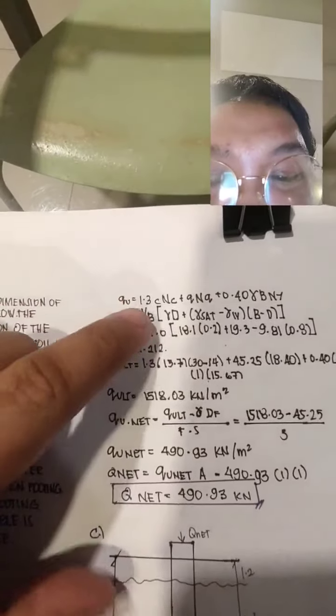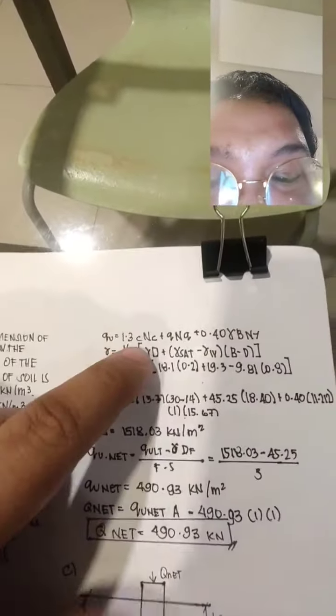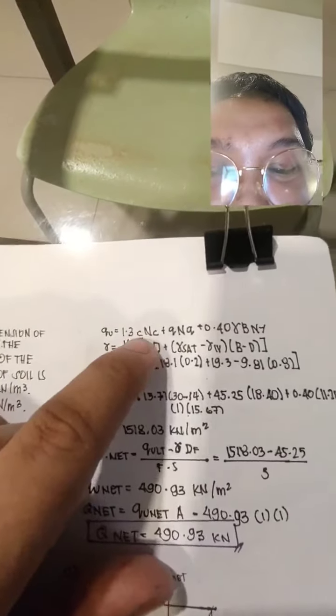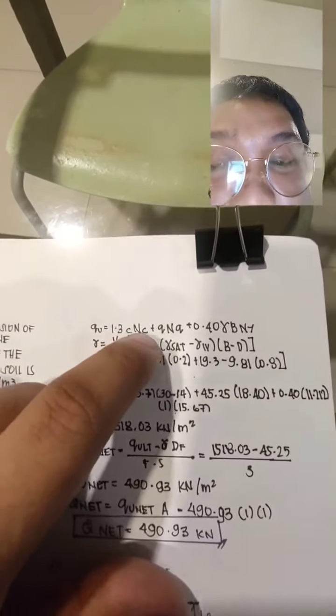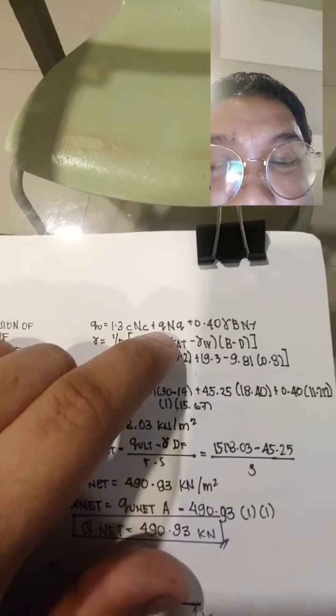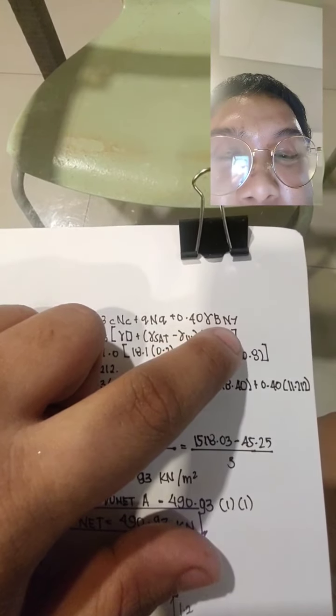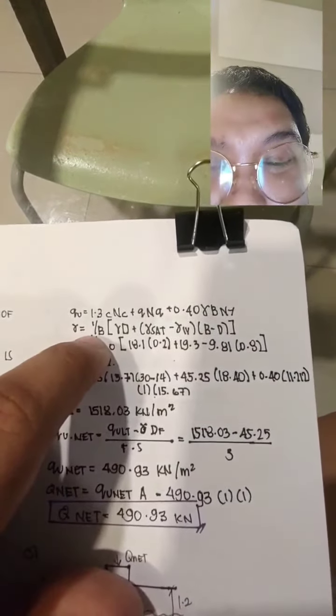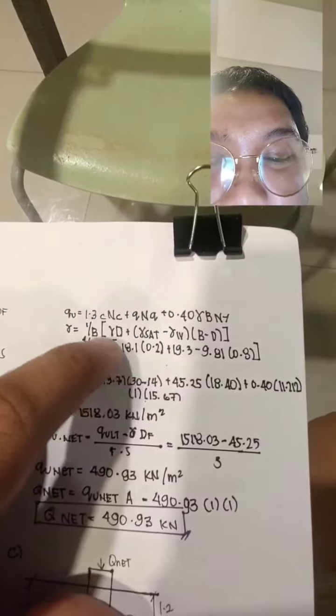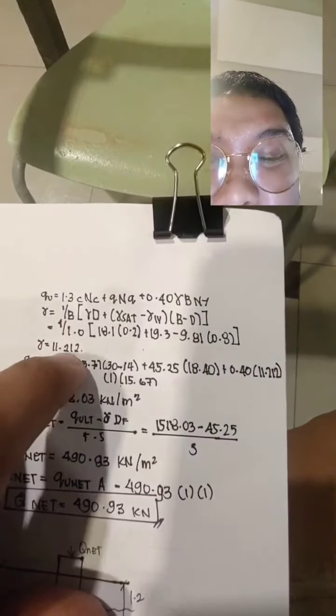Now, here, qu is equal to 1.3. This is the formula we will use to get the gamma. qu is equal to 1.3 c Nc plus q Nq plus 0.40 gamma B Nγ. So, gamma is 1 over B times (gamma D plus (gamma sat minus gamma water) times (B minus D)) times (B minus D). So, we get 11.212.